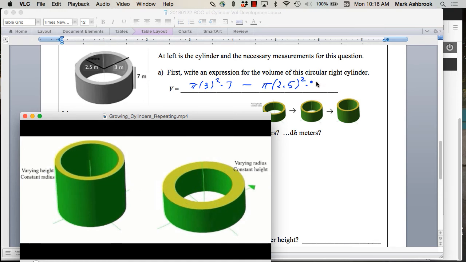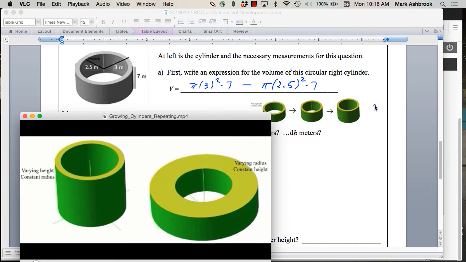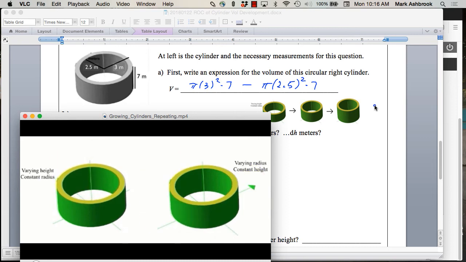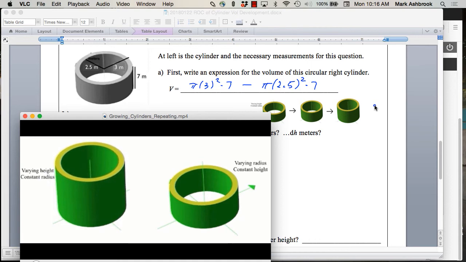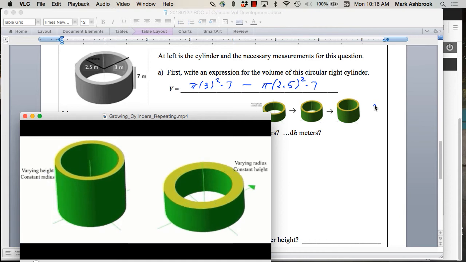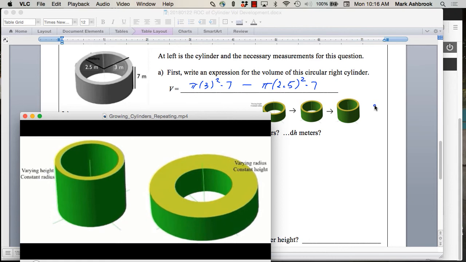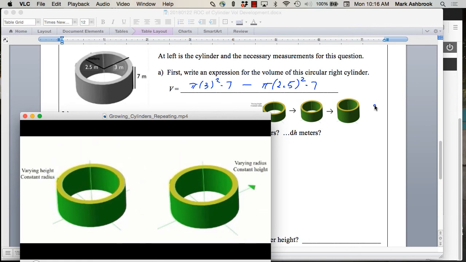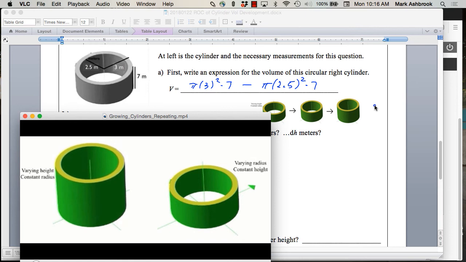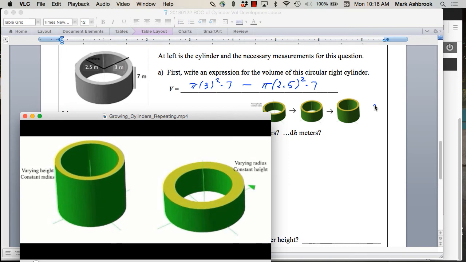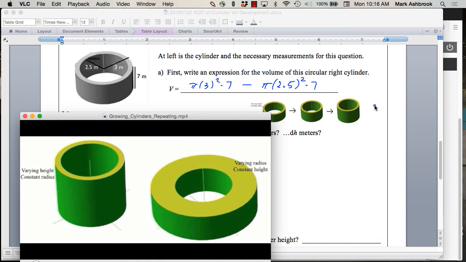Here's the key. That's what you should have gotten for the volume of just the static cylinder, just this solid cylinder that we started with. It's the big cylinder minus the hole, right? It's going to be the big cylinder minus the cylinder that's the hole. So that's going to be the basis of finding changes in volume now. You're going to use that to find changes in volume.